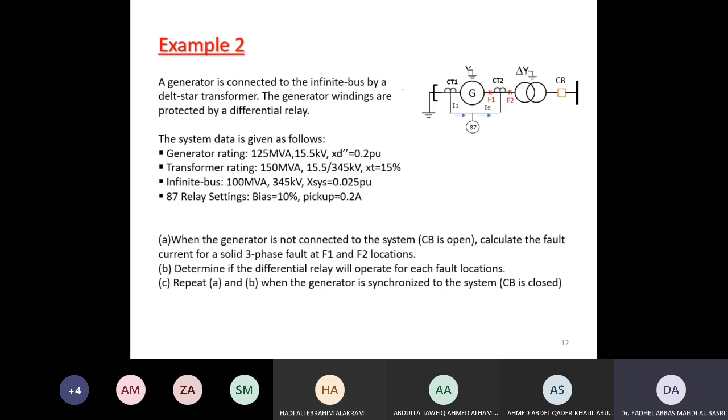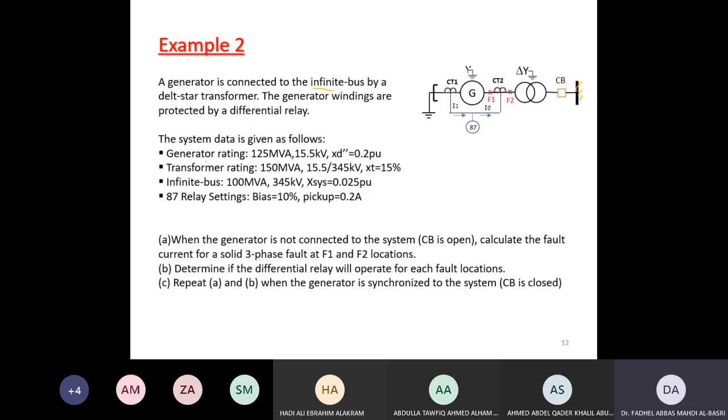In this example too, I have a differential relay and two CTs. A generator is connected through a transformer and circuit breakers to the system. I want to see how the differential relay will operate for faults at F1 and F2. So a generator is connected to an infinite bus, this is the infinite bus, by a delta-star transformer. The generator windings are protected by a differential relay.